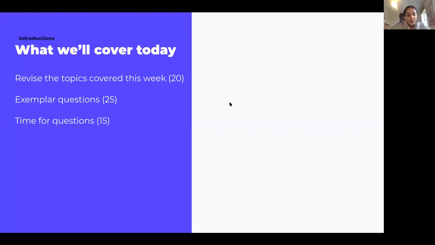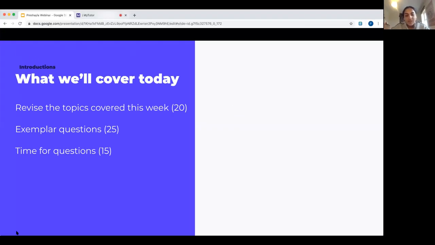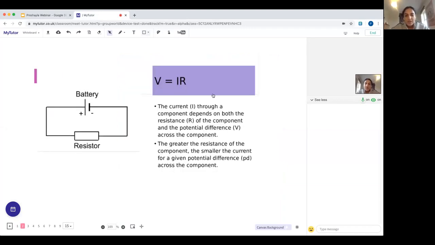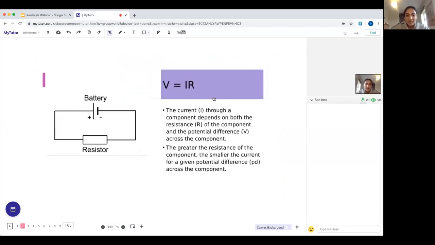Cool. So today we're just going to go through what we've been doing in the seminars this week. I'll give a quick recap of the content covered, and then we'll go through some fast-paced questions. We started the week off with current and potential difference. It was all about this equation V equals IR, where V is potential difference, I is current and R is resistance. Here you can see a simple circuit with a battery and a resistor.